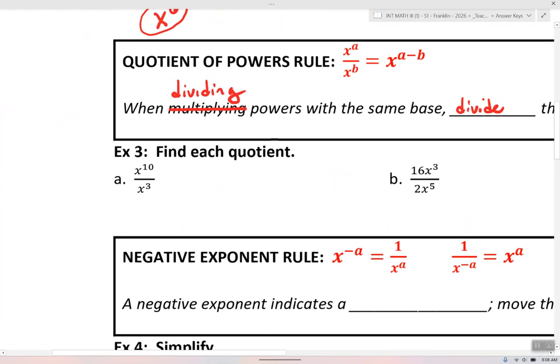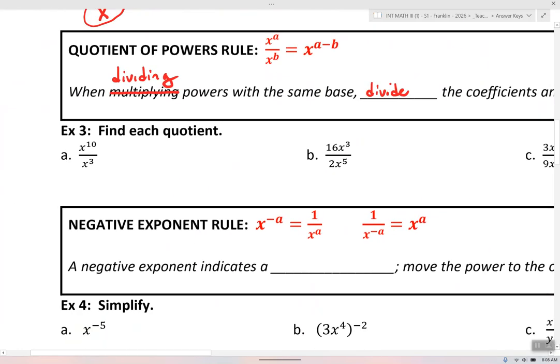So we just subtract. x to the 10th divided by x to the 3rd, 10 minus 3, that is x to the 7th. That is because if you have 10 x's divided by 3 x's, the 3 on the bottom cancel out 3 from the top, leaving you with 7. So that's x to the 7th.